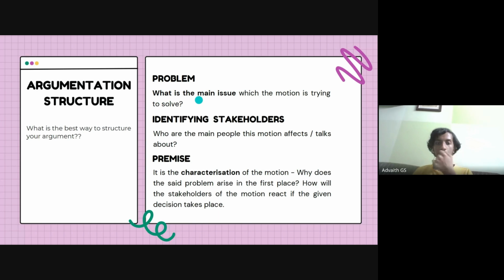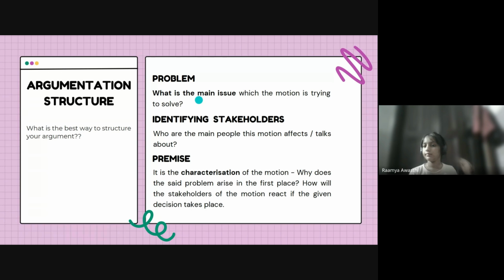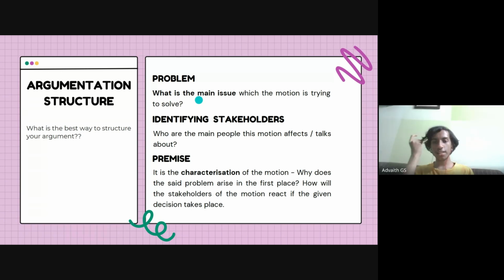So, identifying the stakeholders. Who are the stakeholders here? People who own small shops, and the people of the developing country itself. There are other things you can tackle here, but these are the two main stakeholders: A, the people who own small or indigenous local industries, and B, the people of the developing country itself.